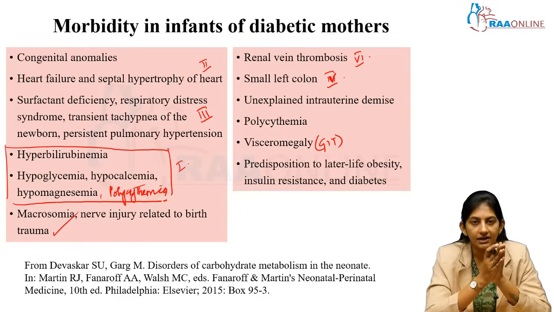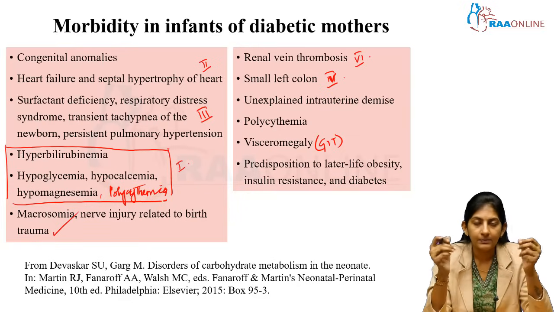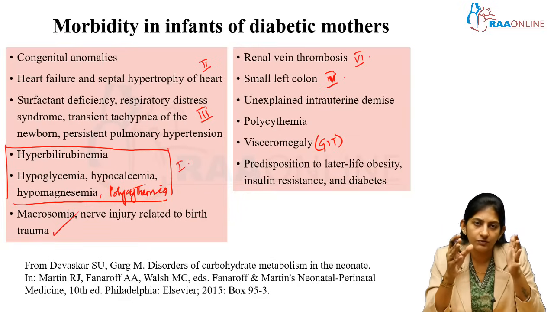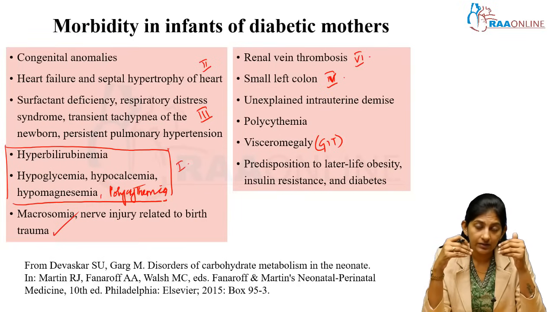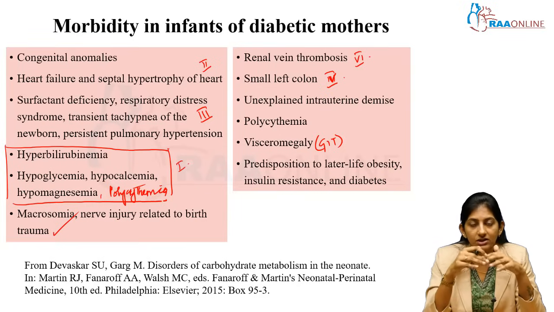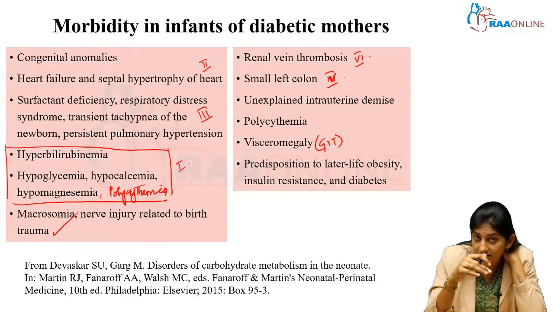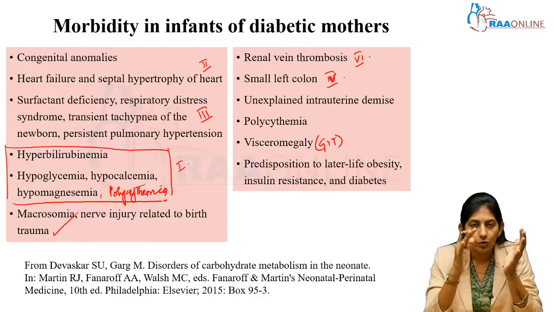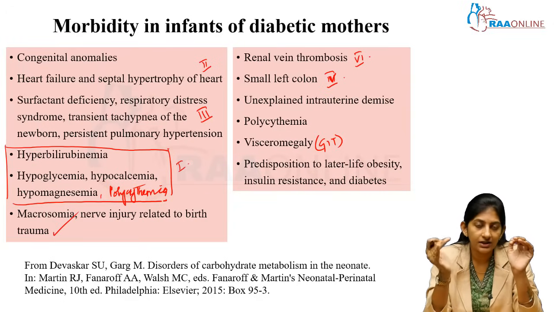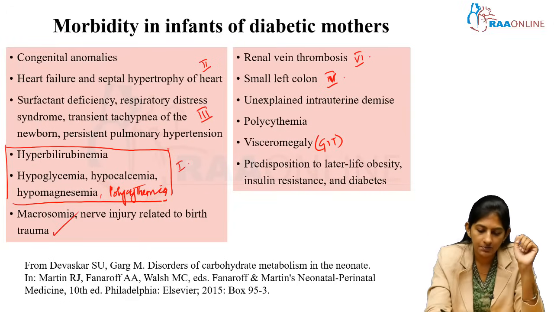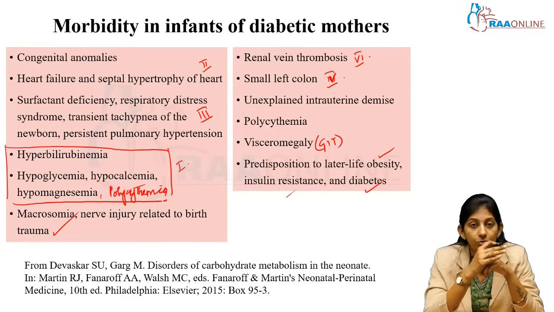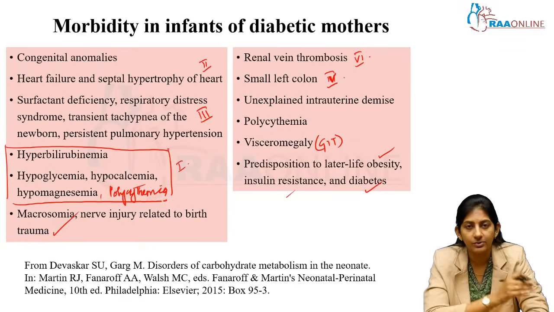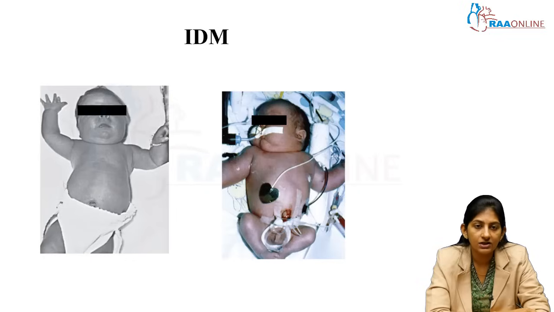The one thing is IDM babies have to be kept under follow-up, with the goal that this diabetes or this fetal hyperglycemia and fetal hyperinsulinemia can progress to obesity in their childhood, in their teenage years. So keep them under follow-up. Later life obesity, diabetes with insulin resistance is possible in these infants. So that also has to be kept in mind and counseled to the family.